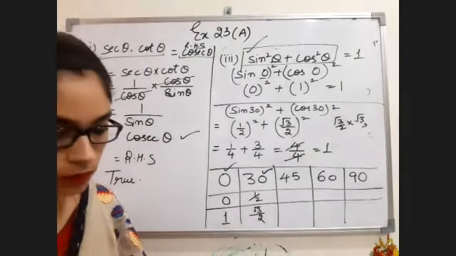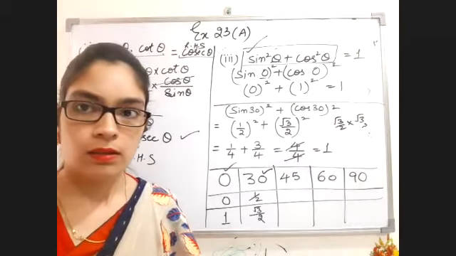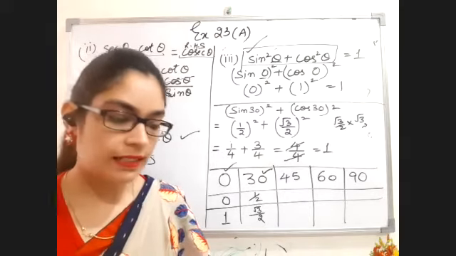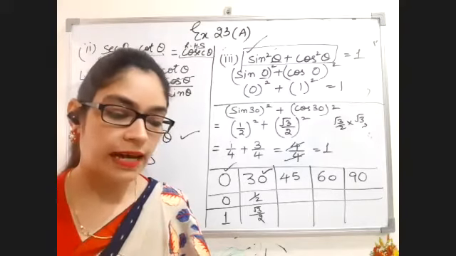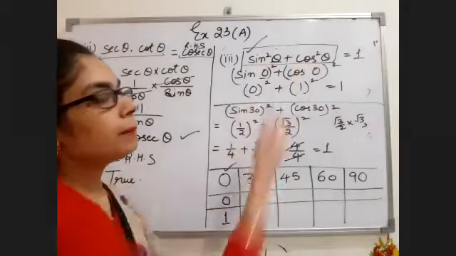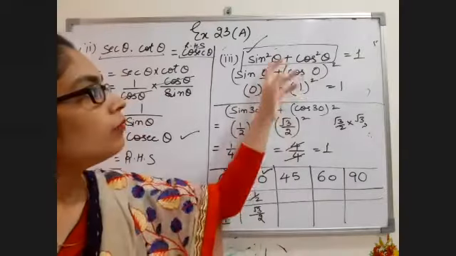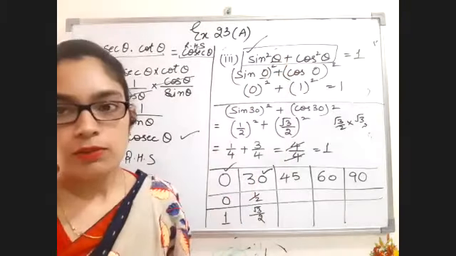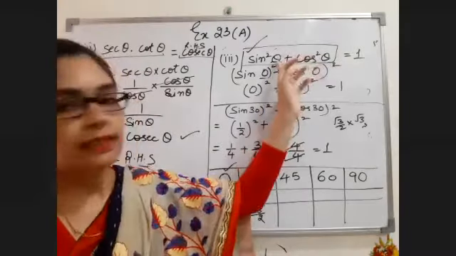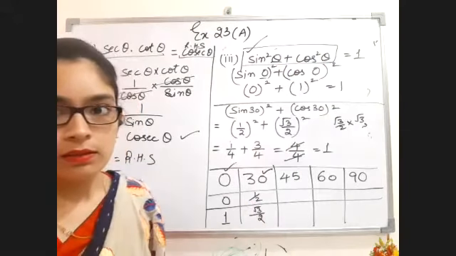Any angle, ma'am? Ma'am, I did not understand the sine 30. How did you get the whole square, ma'am? See, it's already given in the question. They asked us to find the value of sine square theta plus cos square theta. So sine square theta plus cos square theta means we have to do whole square of whatever theta we are using. Theta means whichever angle we are using. Both ways theta and theta is there, so that's why I have taken the same angle.